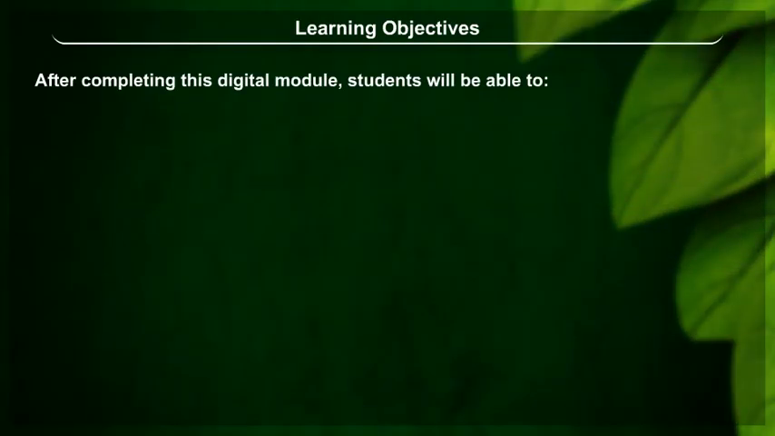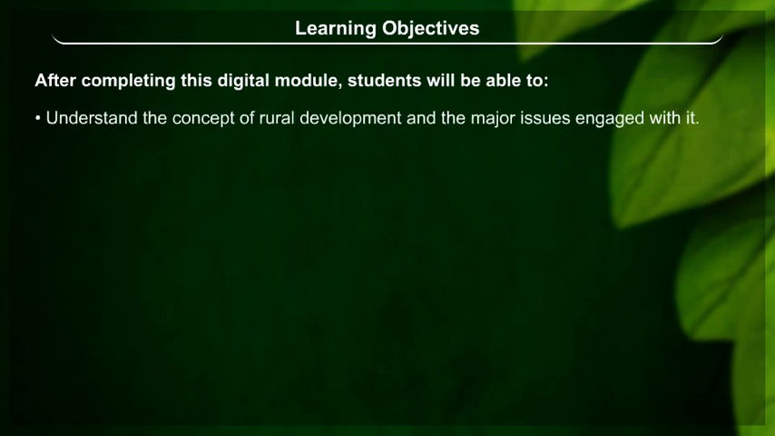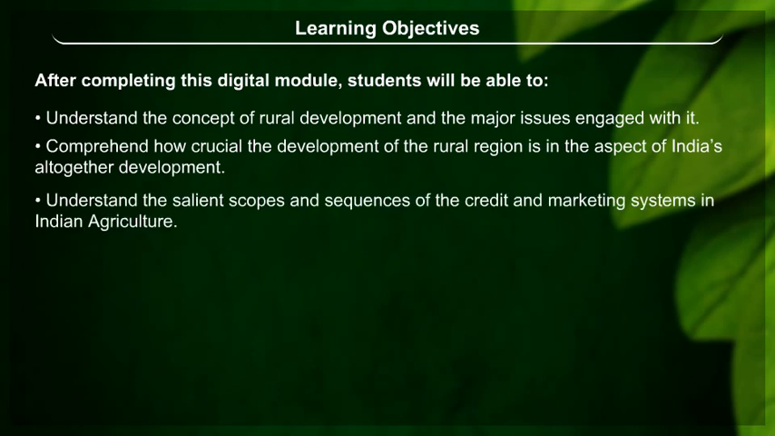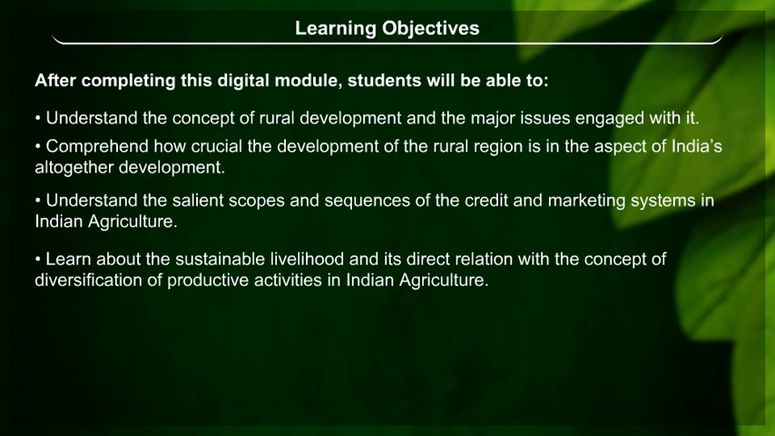Learning objectives. After completing this digital module, students will be able to understand the concept of rural development and the major issues engaged with it. Comprehend how crucial the development of the rural region is in the aspect of India's altogether development. Understand the salient scopes and sequences of the credit and marketing systems in Indian agriculture.